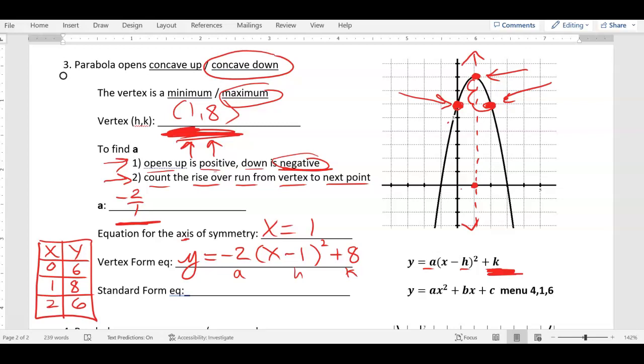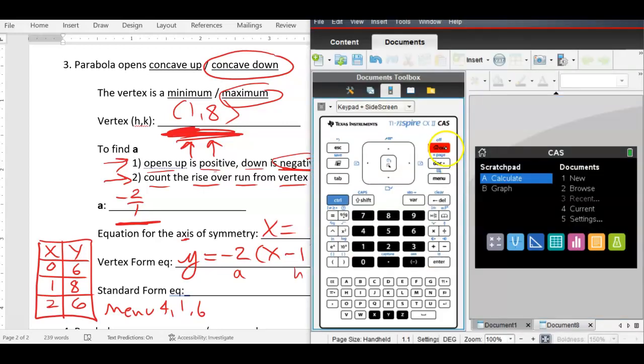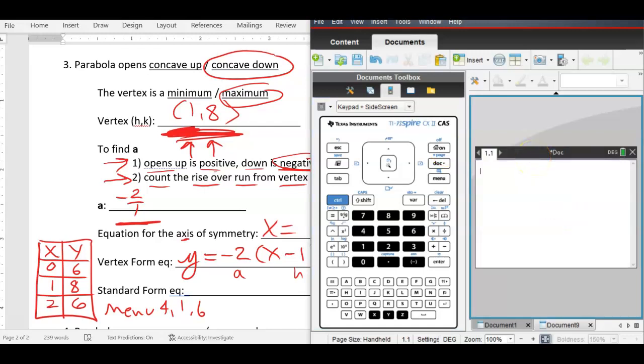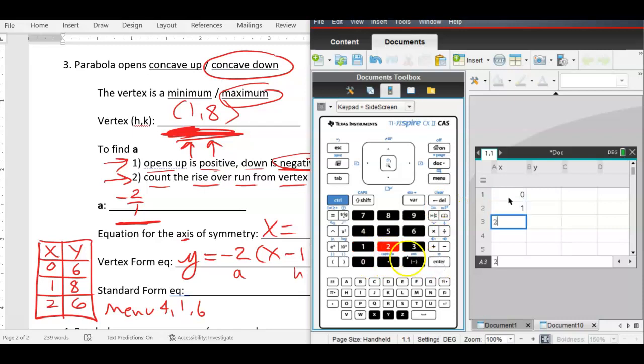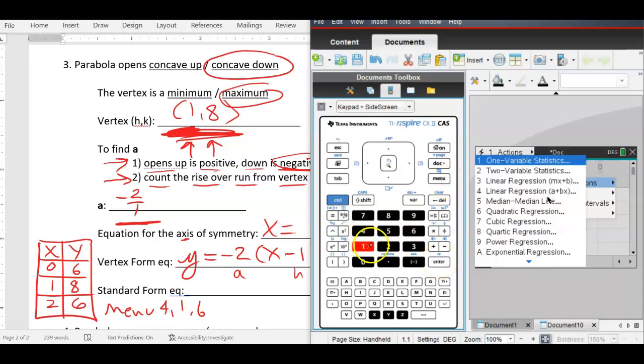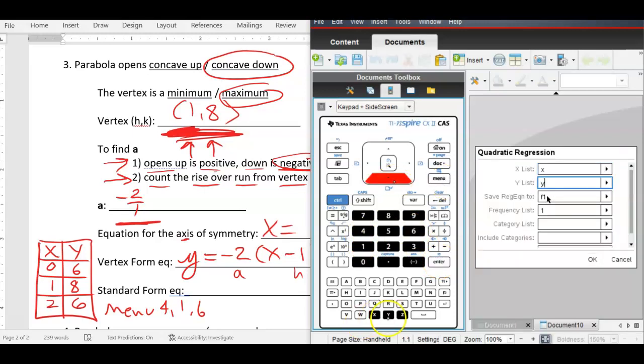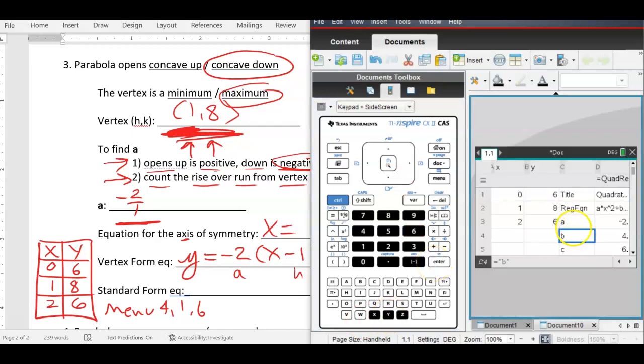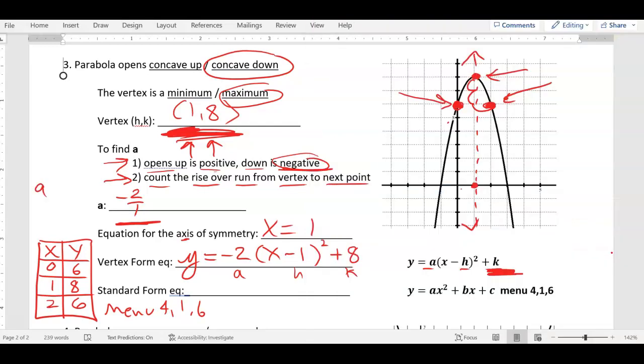Can you take this table and do a quadratic regression? Menu 416. Let's try it. New document, don't save, number 4, X and Y at the top. Type in your 3 points, menu 416, X is X, Y is Y. And I got my A, B, and C: negative 2, 4, 6.